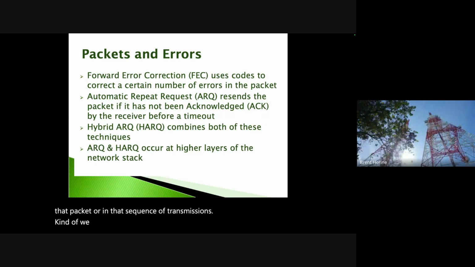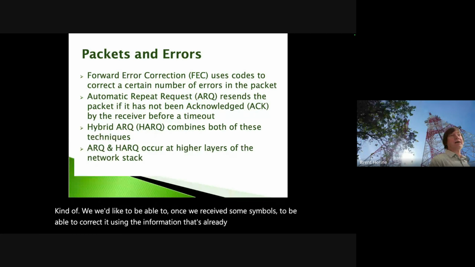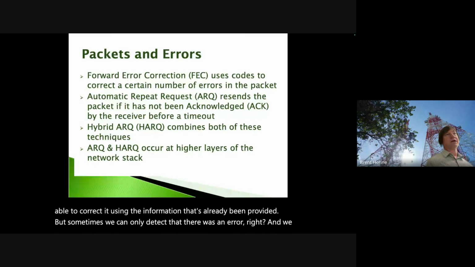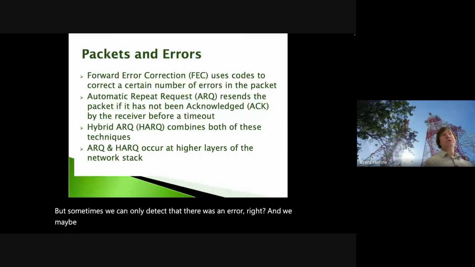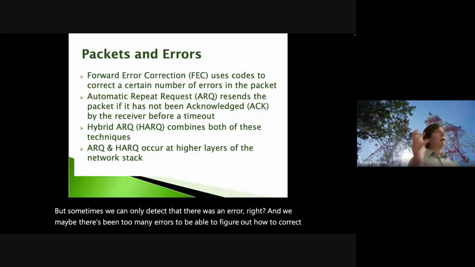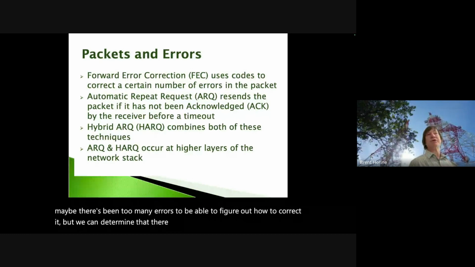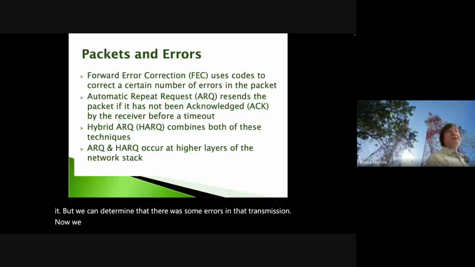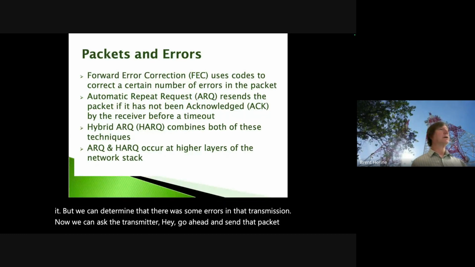Then we'd like to be able, once we receive some symbols, to correct them using the information that's already been provided. But sometimes we can only detect that there was an error, right? And maybe there have been too many errors to figure out how to correct it. But we can determine that there were some errors in that transmission. Now we can ask the transmitter, hey, go ahead and send that packet again, right?